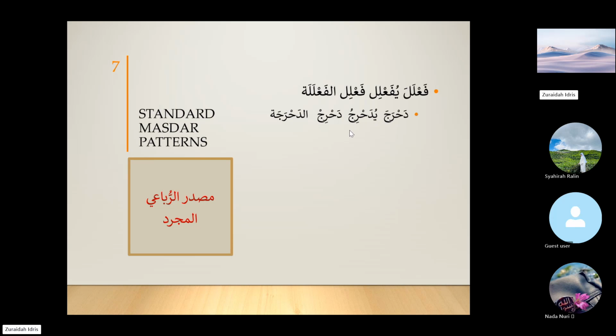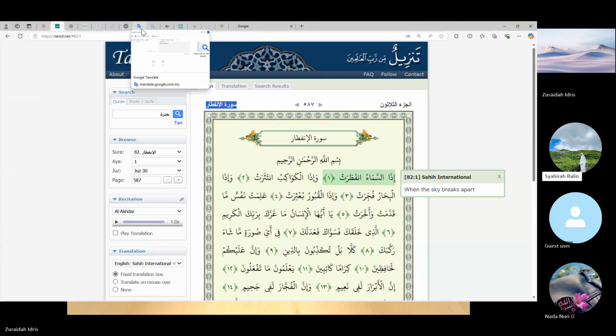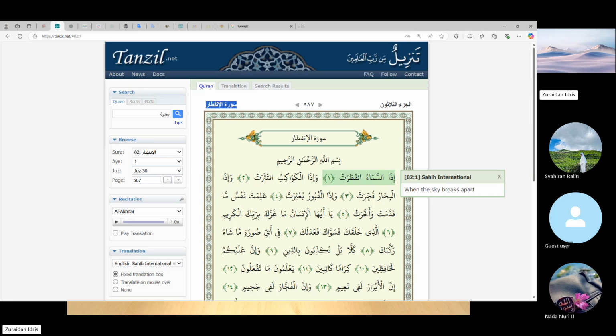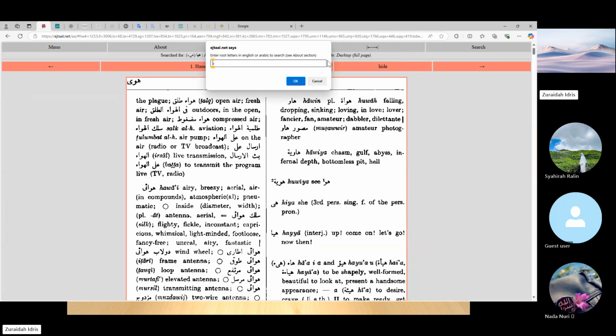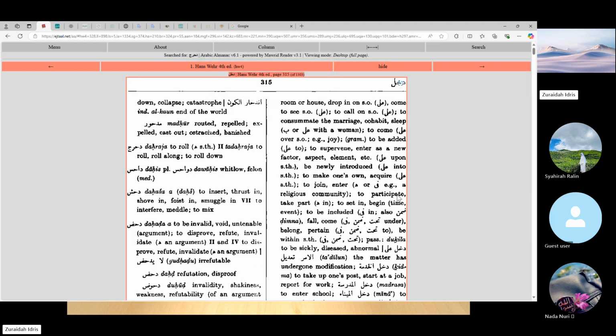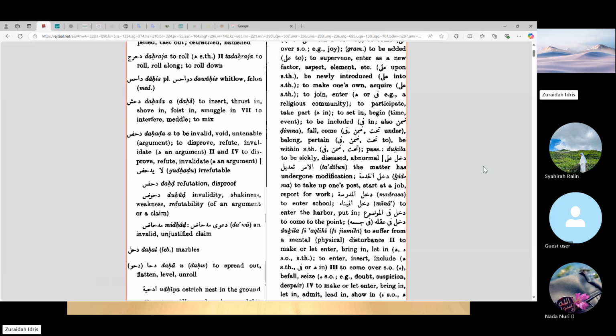Dahraja, yudahriju, dahrij, dahraja. Yeah, dahraja. Shall we? I don't know whether it's in Hans Wehr. We'll try and see what's the meaning here. So, sister, this one is still under qiyasi, rubai. Yes, it's under qiyasi. There's a rule. That's why we are learning it at the moment. There's a pattern to it. I don't know whether they have it in this. Let's see. I don't think they do. They're always doing only four. Okay, what's the meaning?